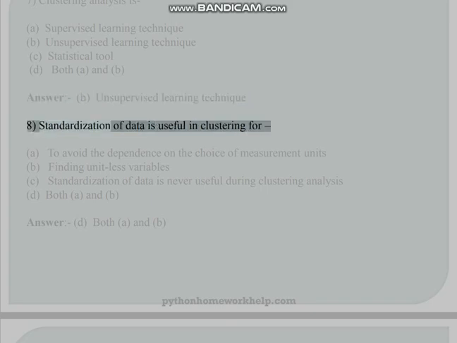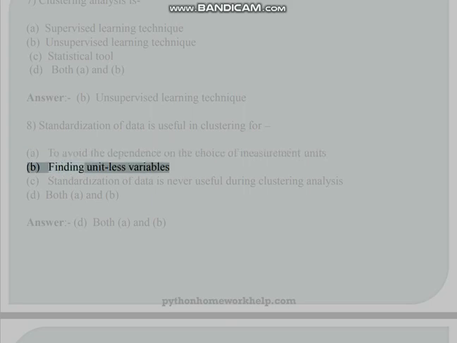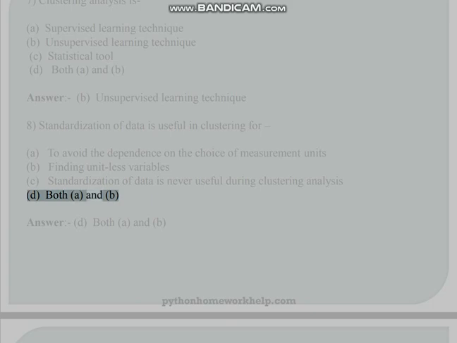8. Standardization of data is useful in clustering for: A. To avoid the dependence on the choice of measurement units. B. Finding unitless variables. C. Standardization of data is never useful during clustering analysis. D. Both A and B. Answer: D. Both A and B.